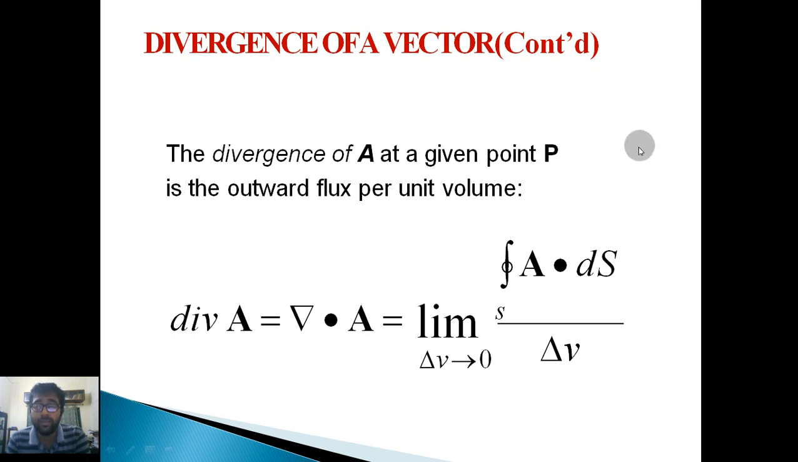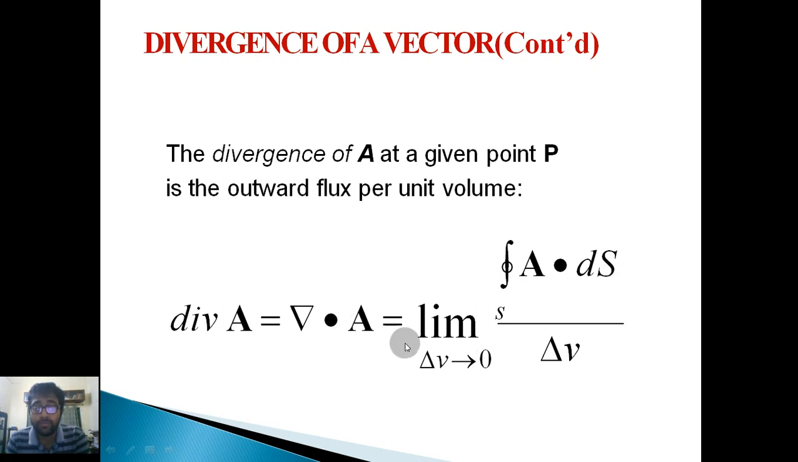We have already described that if there is a vector which is continuous in a space S, and we take the surface integral of vector A on the surface in which that vector is continuous, we will get the net outward flux of vector A going out from the surface S. So by doing the surface integral, we get the net outward flux from the surface S.